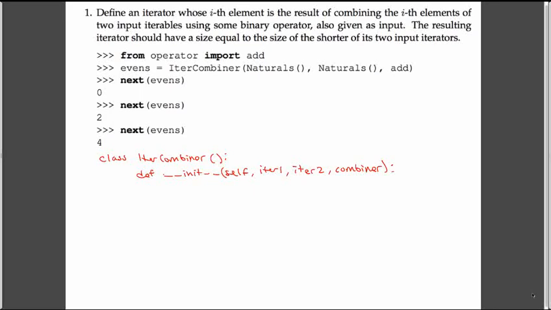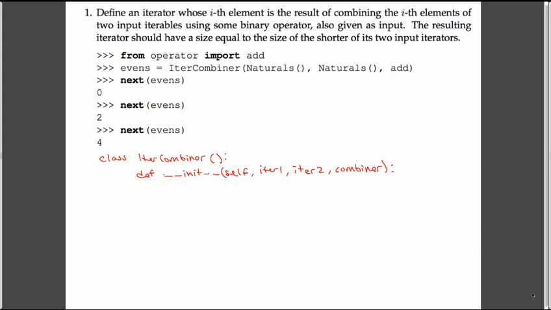Hello. We're working on discussion 10 from spring 2015, CS61A. And we've just reviewed what iterators and iterables are. And we're asked here to define an iterator whose ith element is the result of combining the ith elements of two input iterables using some binary operator, also given as input. The resulting iterator should have a size equal to the size of the shorter of its two input iterators.